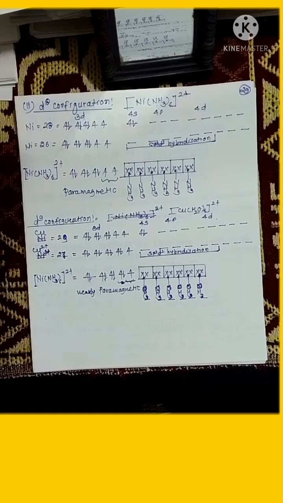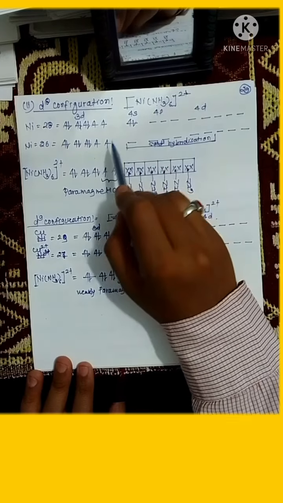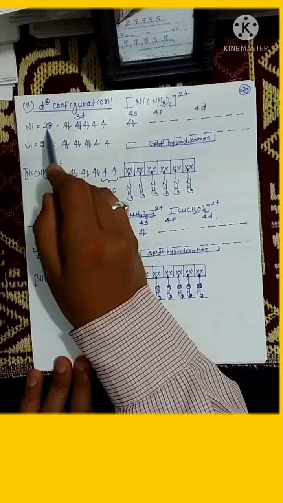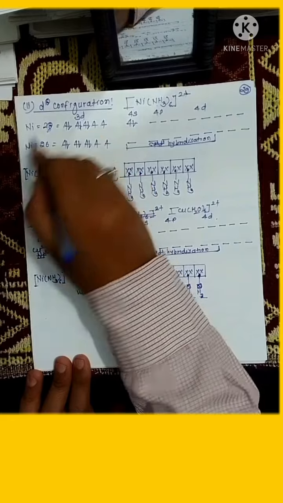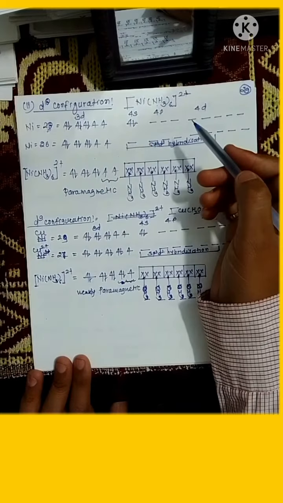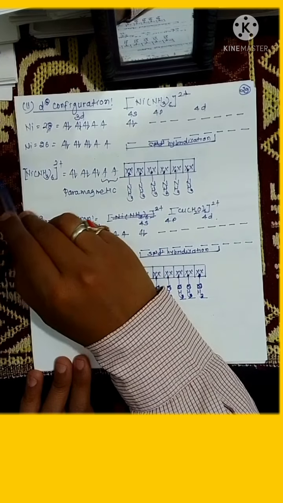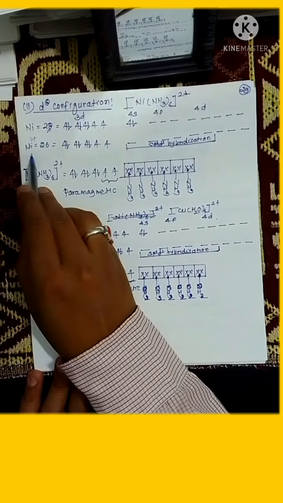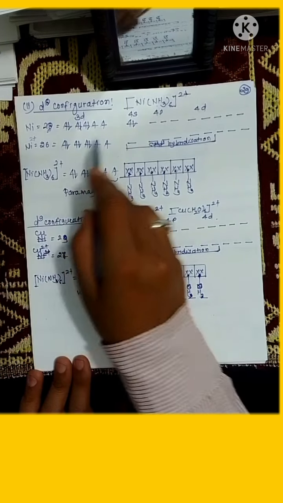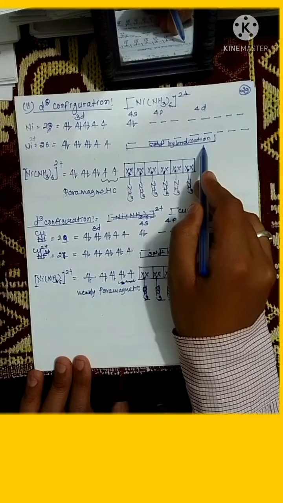Now we are going to see d8 configuration. Example is [Ni(NH3)6]2+. Atomic number of nickel is 28. So electronic configuration is 3d8 4s2. In this complex, nickel is present in the 2+ state. So the electronic configuration of Ni2+ ion is 3d8 4s0. It undergoes sp3d2 hybridization.